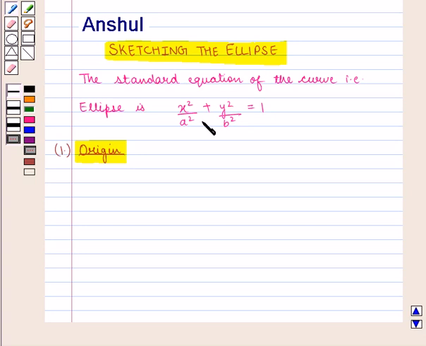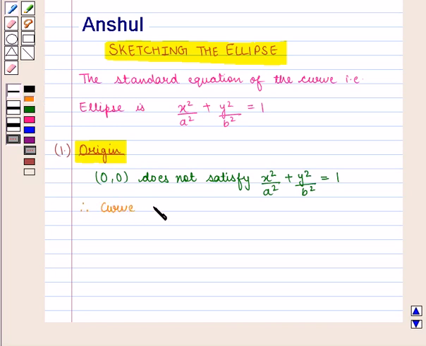Now if we put the coordinates 0, 0 in this equation, we see that 0, 0 does not satisfy the equation of the ellipse, that is x square by a square plus y square by b square is equal to 1. Therefore, we can say that the curve does not pass through the origin.